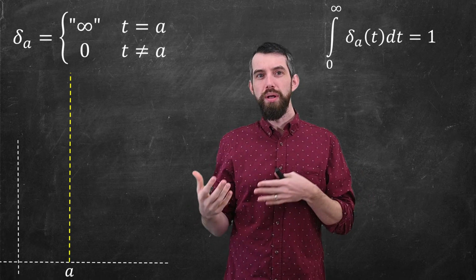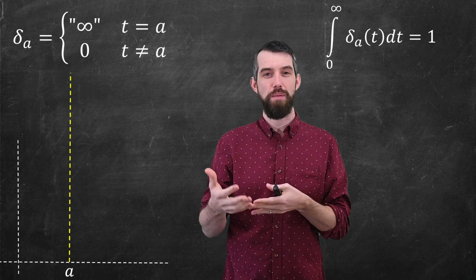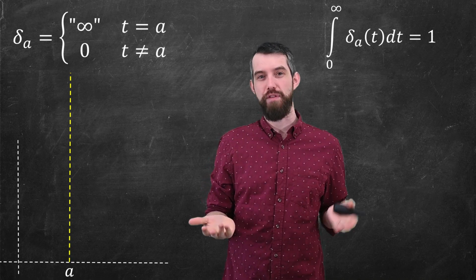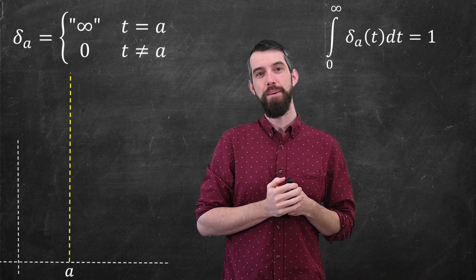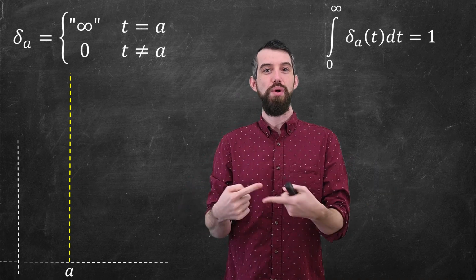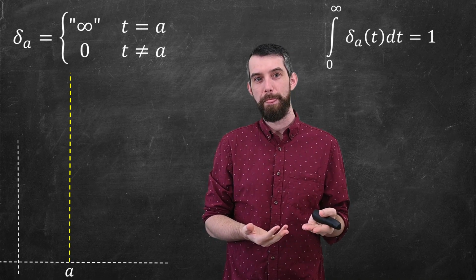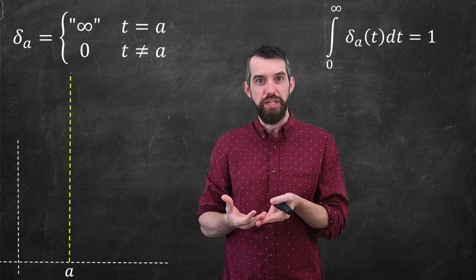And my goal here is not to try to delve too deeply into what this object really is, but I just want to imagine it as something that's 0 everywhere, and then has an infinite spike specifically at the value of a, and then additionally is going to have the property that when you integrate it out, it's going to be equal to 1.